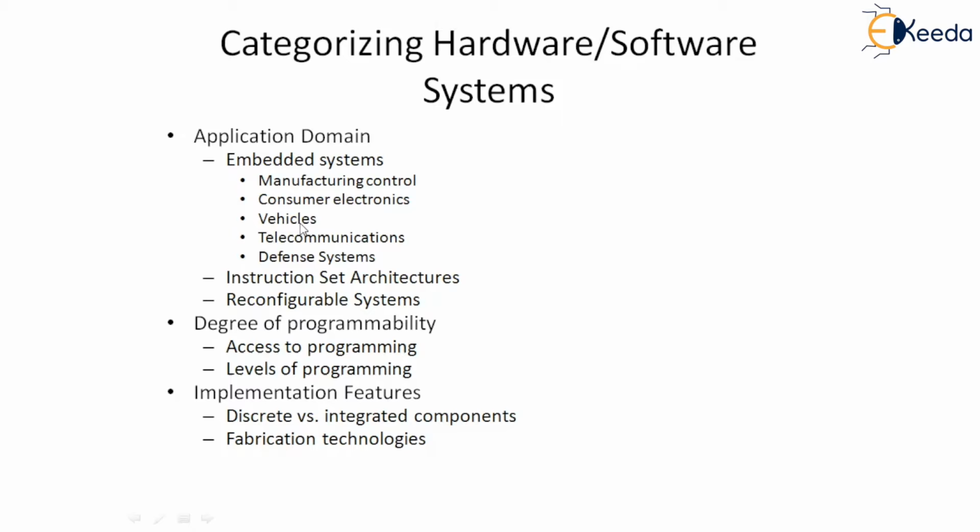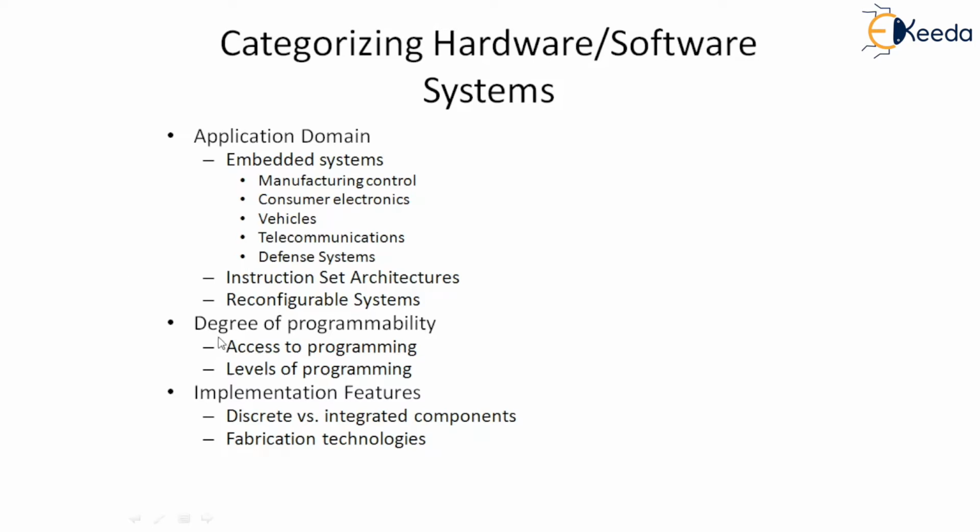Now we can see vehicles. There are players in all of the cars. You can see there are media players which require both software as well as hardware to function properly. As well as in telecommunication, in every call, video call or data call we make, that requires both software as well as hardware which enables telecommunication to function properly. Then the instruction set architecture and reconfigurable systems. They all require some kind of hardware as well as software.